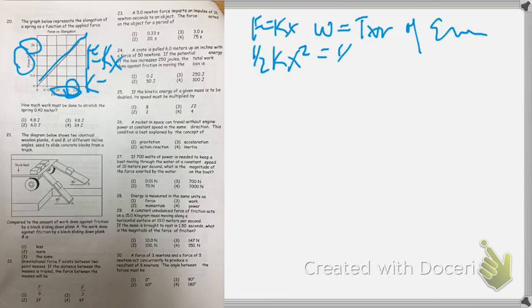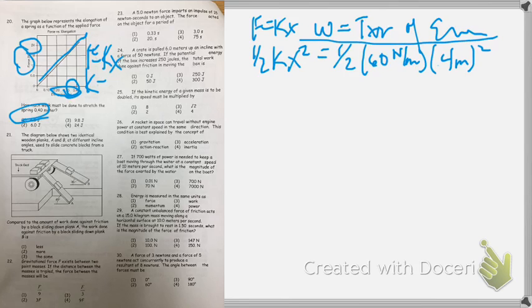So you have to do 1/2 of 60 newtons per meter times x. Your x is 0.4 meters squared. So 0.5 times 60 times 0.4 squared. You get 4.8 joules, which is answer 1. Again, that's a very tough question.